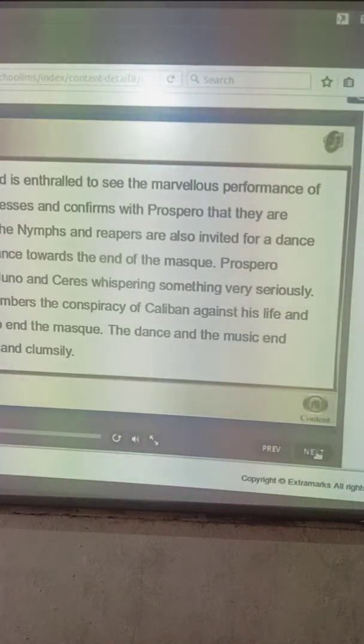Prospero notices Juno and Ceres whispering something very seriously. He remembers the conspiracy of Caliban against his life and orders to end the masque. The dance and the music end abruptly and clumsily.